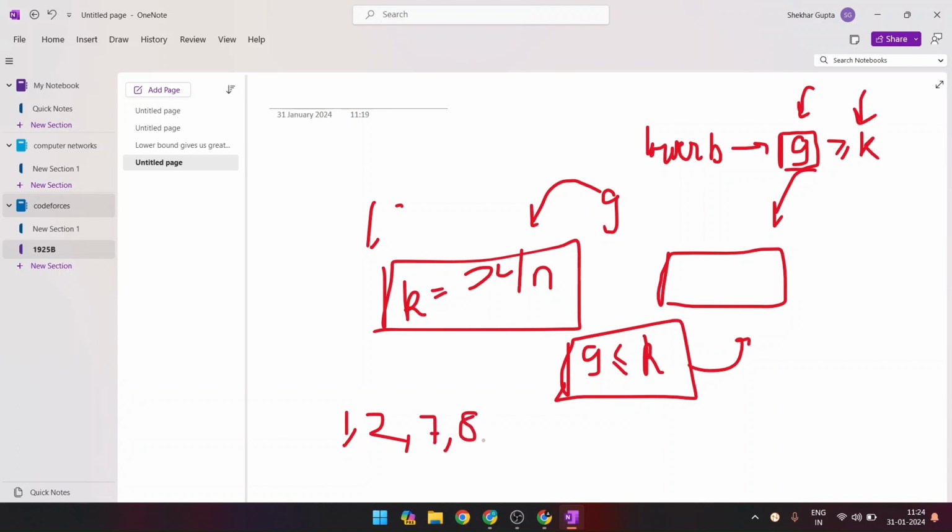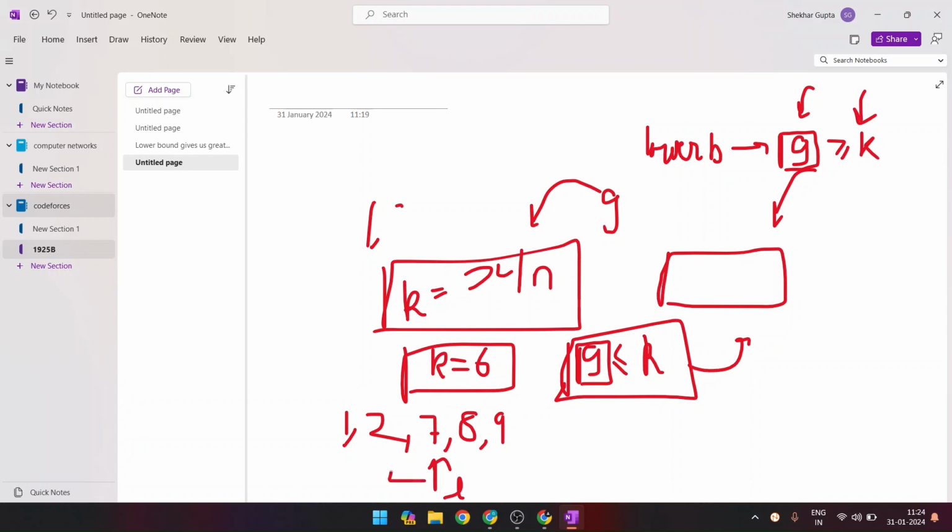Vectors will always be in increasing order, or I can sort it also. Let's say your k is 6. Lower bound will give 7, but you want g to be less than or equal to k. It is not equal to, there is no g. So my lower bound will be pointing here.